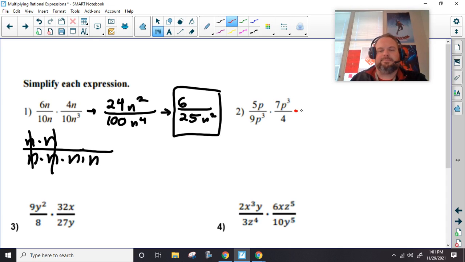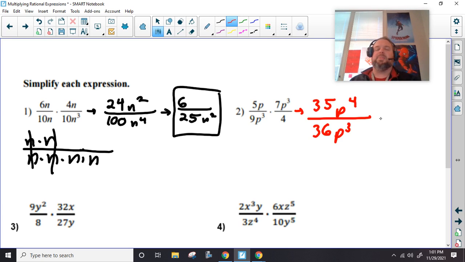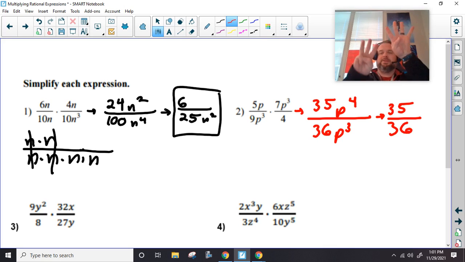All right. So this would be 35p to the 4th, if I could write. And this would be 36p cubed. Now, 35 over 36 does not reduce. Good luck. All right, I have 4 p's up top. I have 3 p's on the bottom. If I take out 3, how many am I left with? 1 up top.